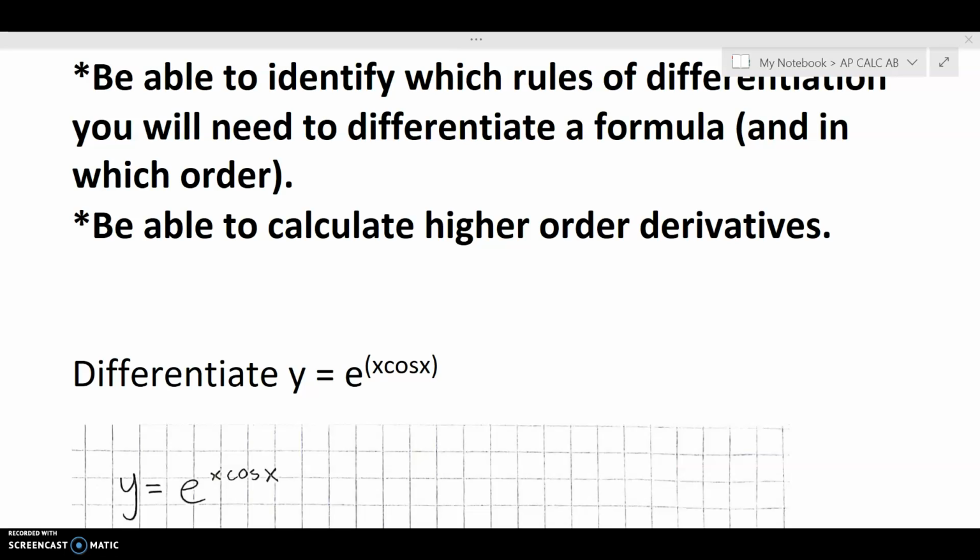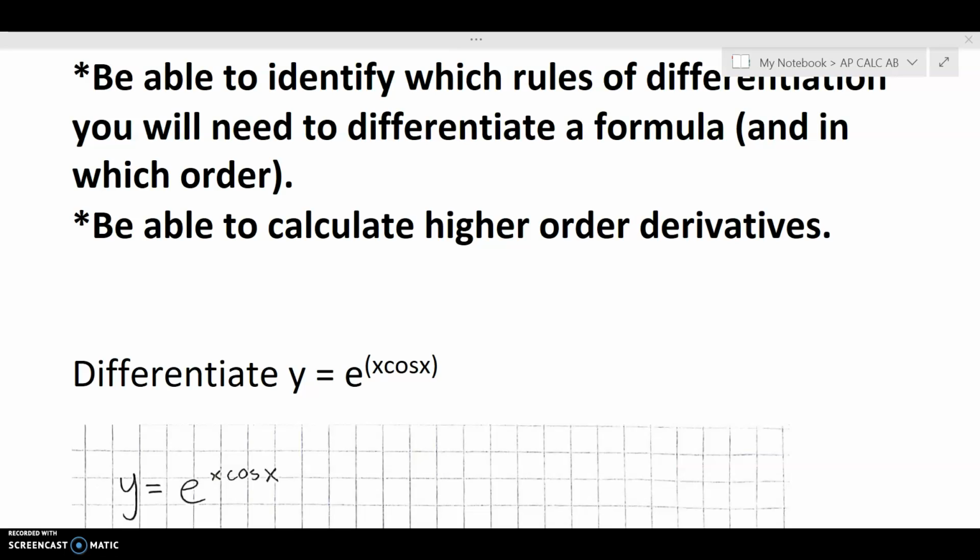So here's our first problem. It's asking us to differentiate y is equal to e raised to the power of x cosine x. So the first thing I want you to do is identify which rules of differentiation you would need to use in order to solve this problem. So I'll give you a second to pause the video and find that out. Okay, hopefully you realize that the rules of differentiation you will need are the chain rule and the product rule.